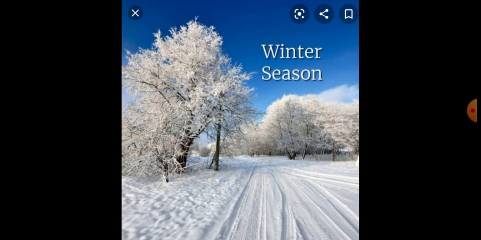This season offers us a lot of fresh fruits and vegetables like oranges, kiwis, bananas, apples, radish, carrots, and green vegetables. During this season, the sun rises late.